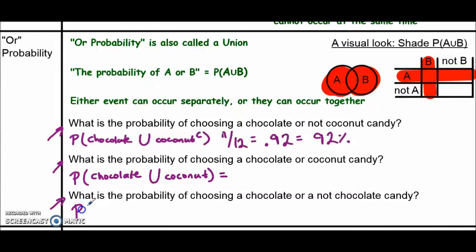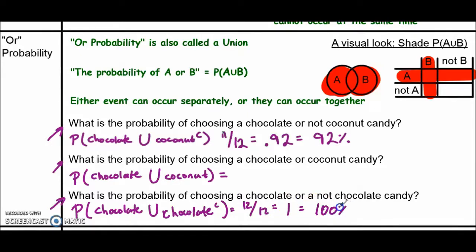So it turns out the probability of getting a chocolate or, again, union, chocolate complements, that's not chocolate, would be 12 out of 12, which is equal to 1 or 100%. So you'll always get a candy that's either chocolate or not chocolate.